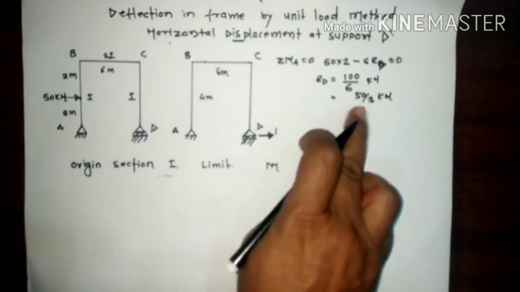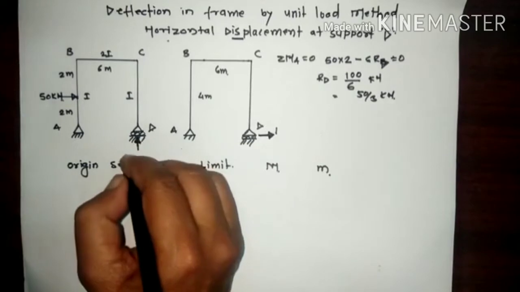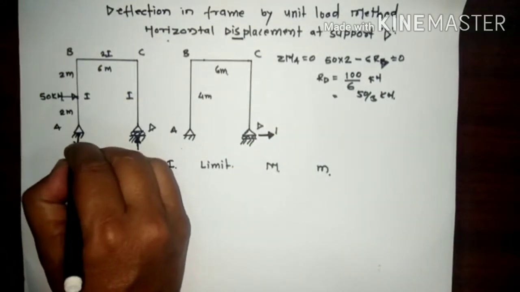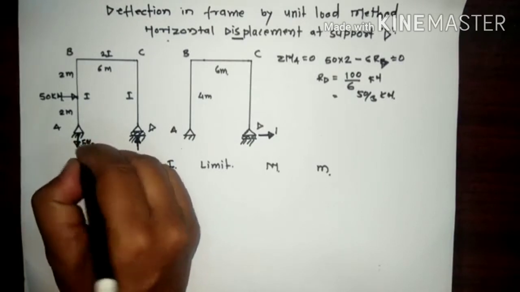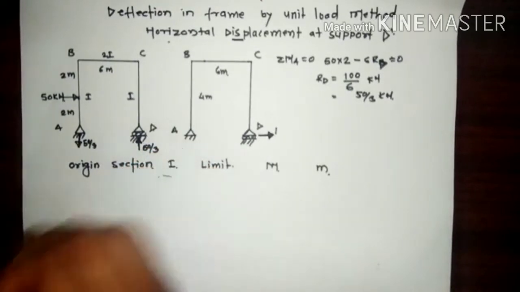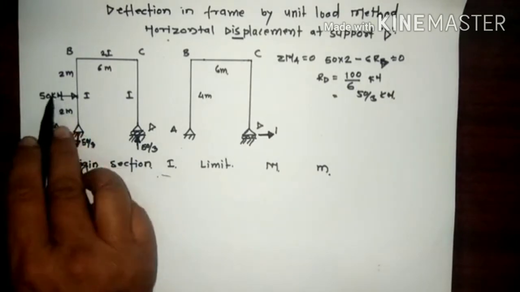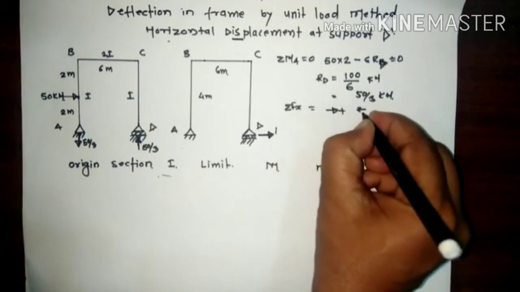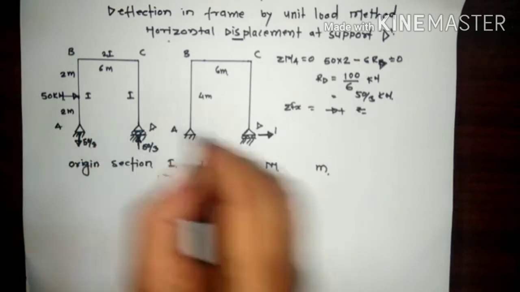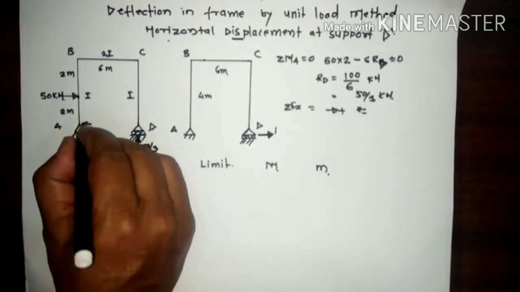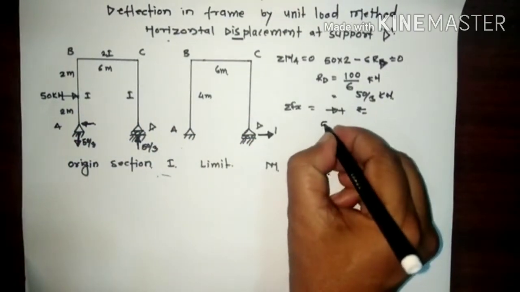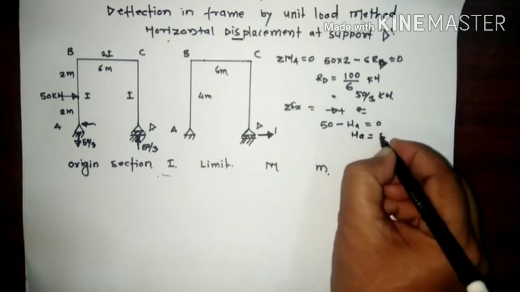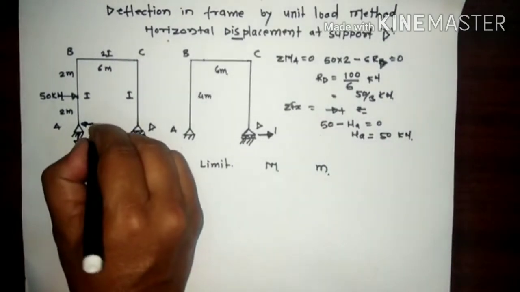Now here this answer is positive. It means the vertical direction we have assumed is correct. Now here there is no vertical load, that is why if you apply the sigma Fy condition, this becomes downward here, and the same, 50 by 3 and this is 50 by 3. Now for the horizontal load, if you apply sigma Fx, here it is toward the right. If you consider this plus and this minus, suppose we assume the direction of HA is like this. So that 50 is plus and this HA is minus, equal to 0. So HA is equal to 50 kilonewton.